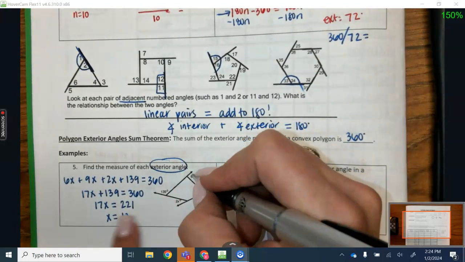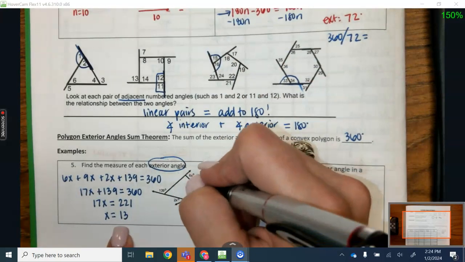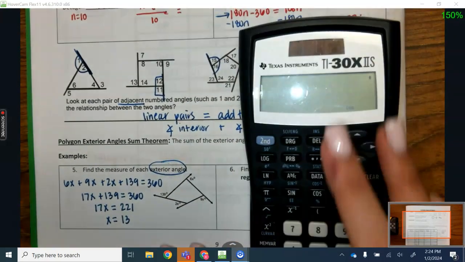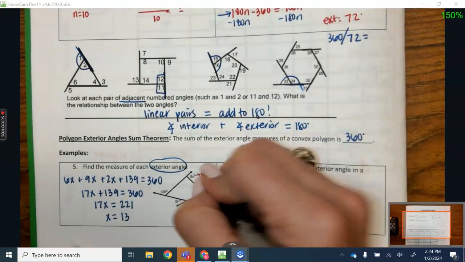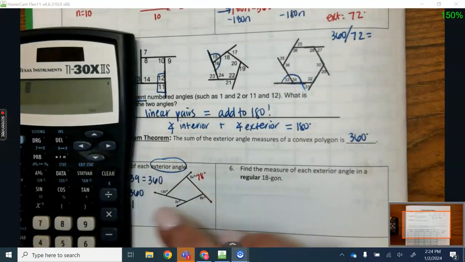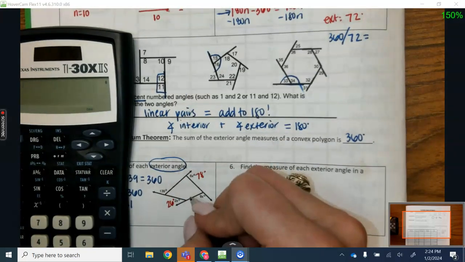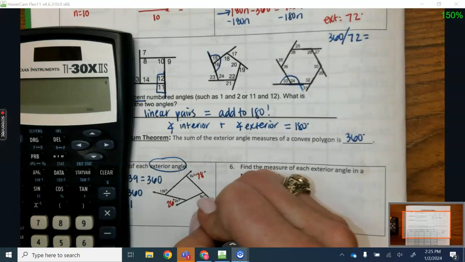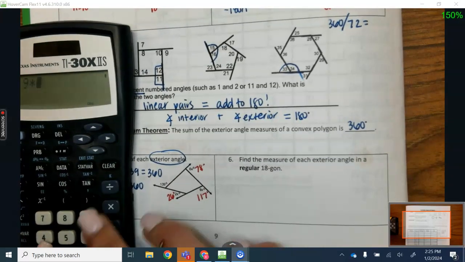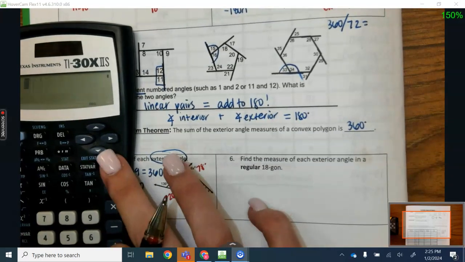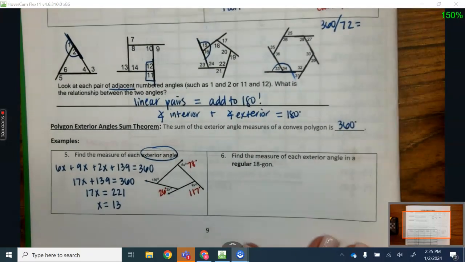They want to know the angles, so I'm just going to plug in 13 to my figure. Here's 139, right? 6 times 13. All right, if I take 6 times 13, I get 78. So this angle over here is 78. If I take 2 times 13, this angle right here would be 26. 9 times 13, I would get 117 degrees. Okay, so 9 times 13, 117. Okay, so all the angles, the exterior angles, add to 360.